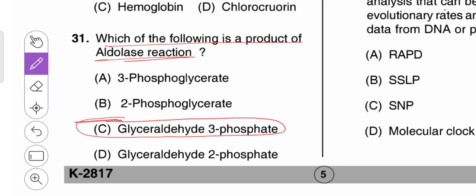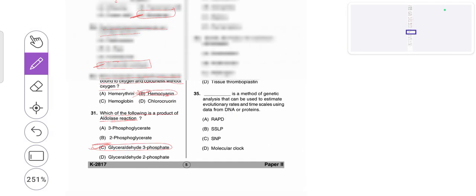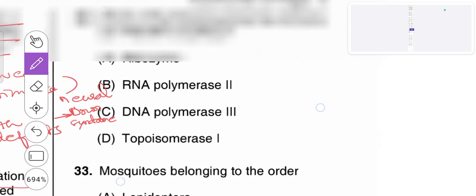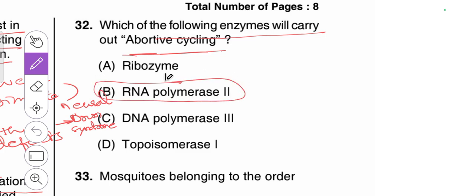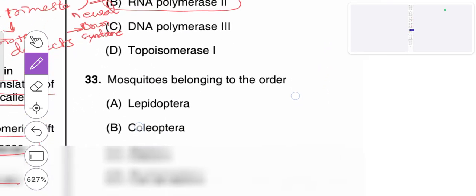So this will be seen during the glycolysis process. So C is the right answer. Then, which of the following enzymes will carry abortive cycling? That is RNA polymerase 2. These RNA polymerase 2 will be considered as abortive cycling.